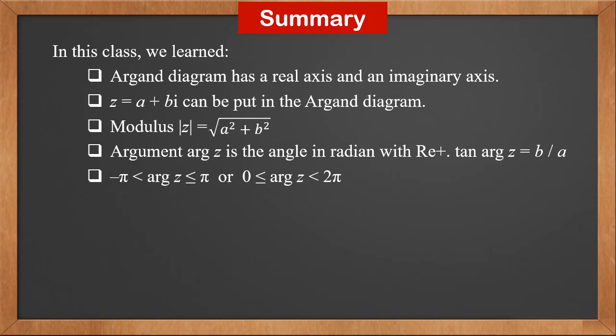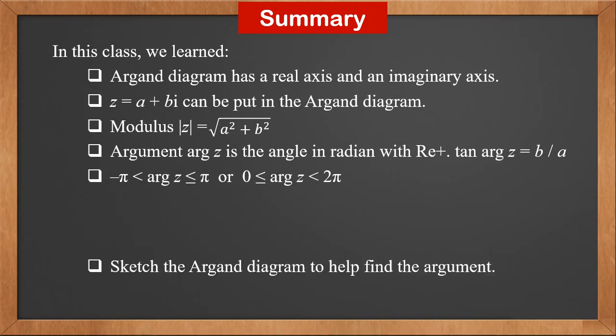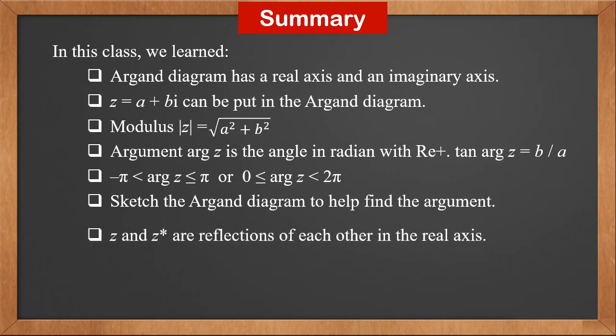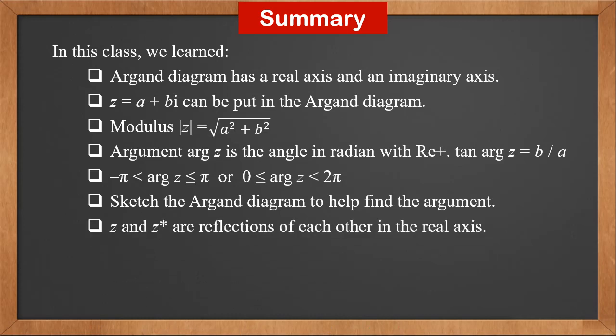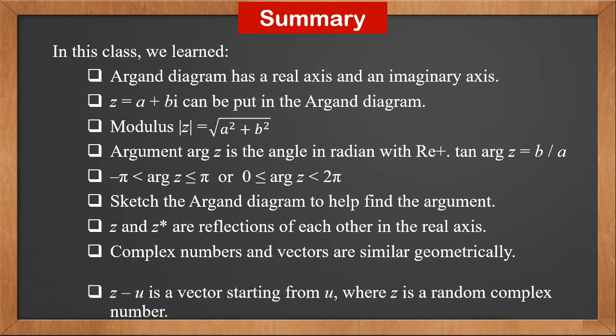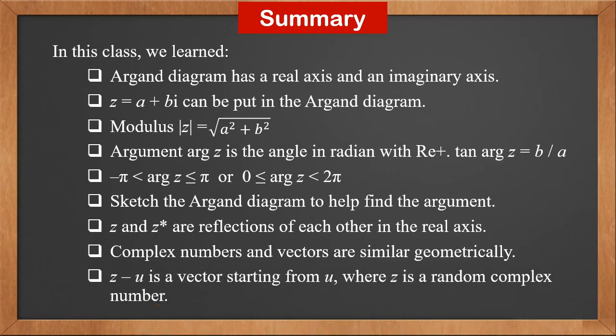The argument is either between -π and π, or 0 and 2π. Sketch the Argand diagram to help find the argument. Z and z's conjugate are reflections of each other in the real axis. Complex numbers and vectors are similar geometrically. Z minus u is a vector starting from u, where z is a random complex number.